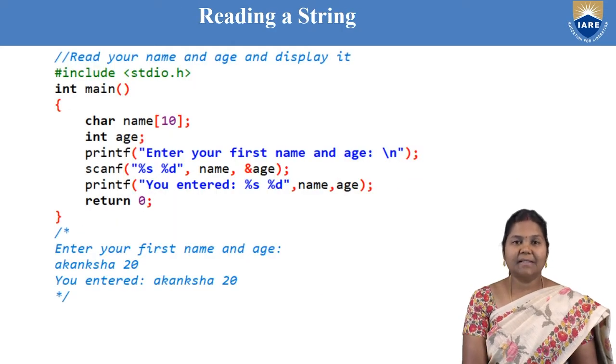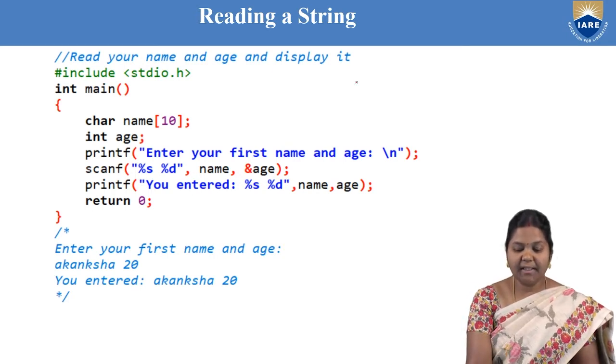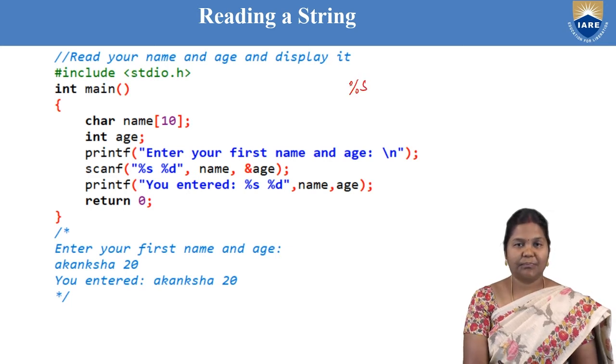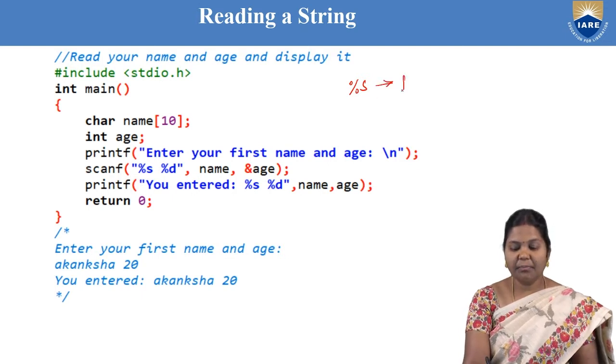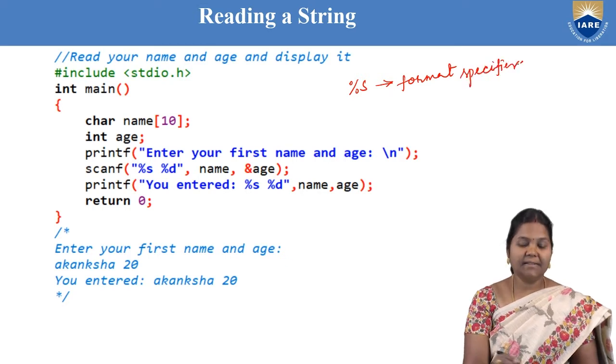Now let us understand how to read a string. For reading a string, the format specifier %s is popularly used. To display a string or to read a string, %s is the format specifier that you can commonly use. Now, let us see this example.